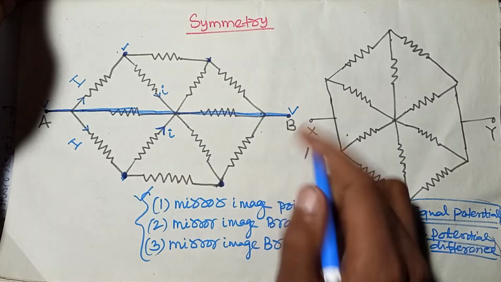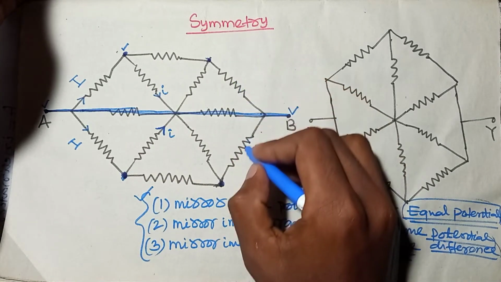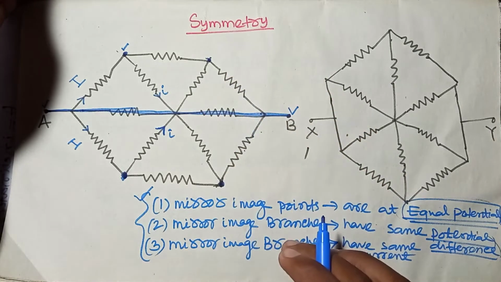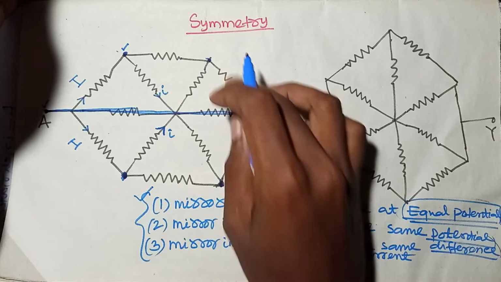Similarly, you can see that these two branches are mirror images of each other, so these two branches have the same potential difference and the same current flowing through them.